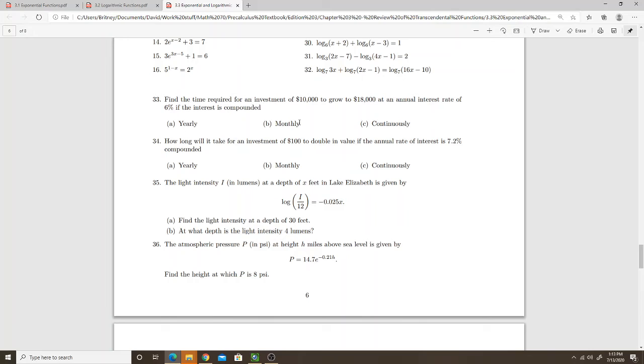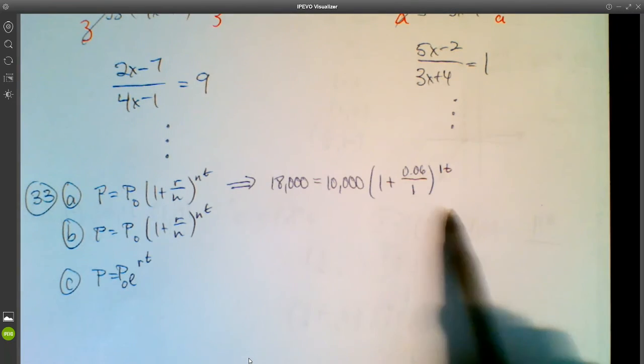Okay, so let's plug in some numbers to make sure that we can do this. If you compound yearly, then n equals 1. Your initial amount is 10,000, your final amount is 18,000, and your interest rate is 0.06. So for this top equation, we're going to say our final amount, 18,000, equals our initial amount, 10,000, times 1 plus r, 0.06, over n, which is 1, to the n, which is 1, times t, which we don't know. t is what we want to solve for. So this is the resulting equation.